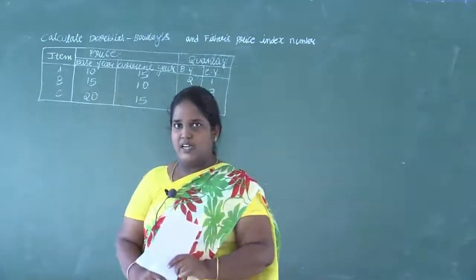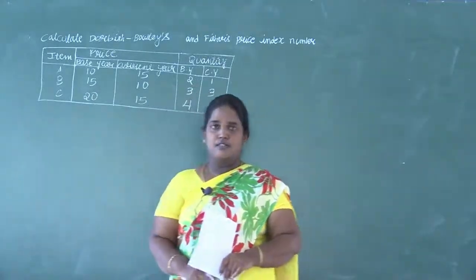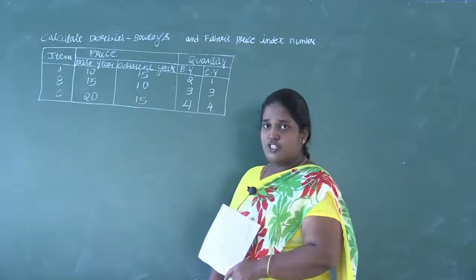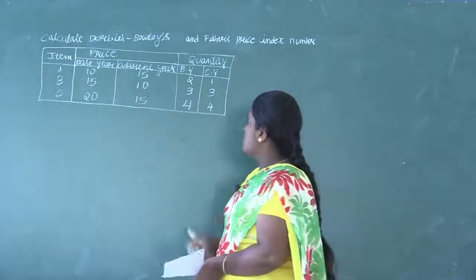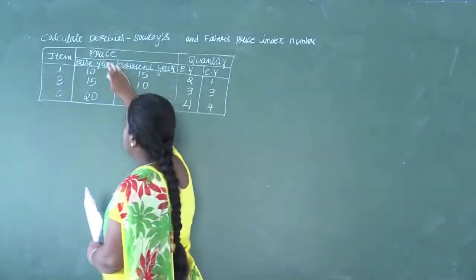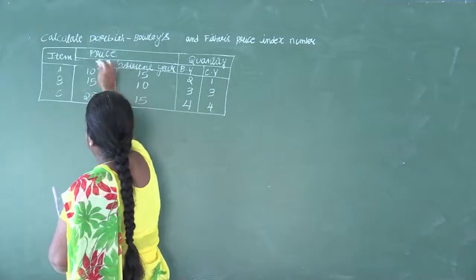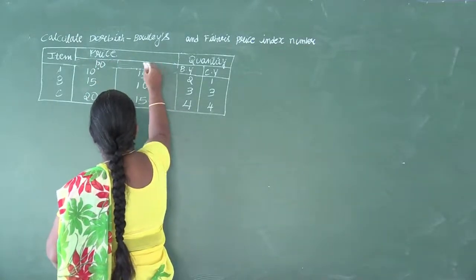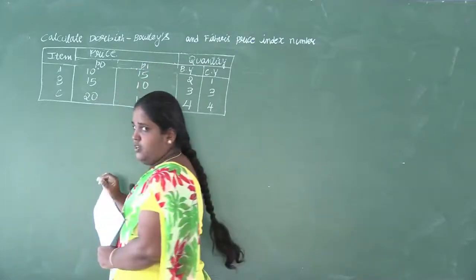Next problem is regarding the two methods, that is the Dorbish-Bowley and Fisher. Calculate Dorbish-Bowley's and Fisher's price index number. So here price and quantity of base year and current year is given. So base year price is denoted by P0. Current year price is denoted by P1.